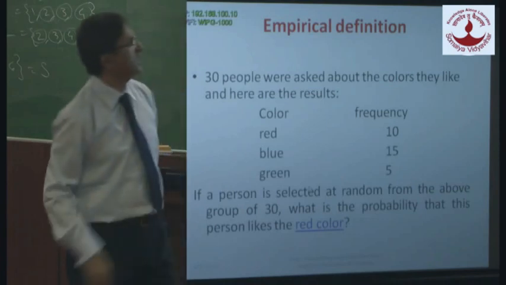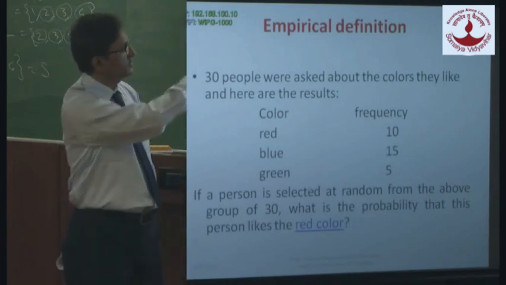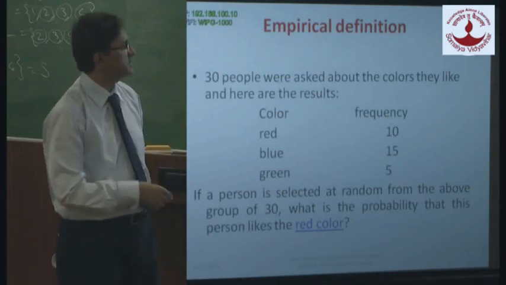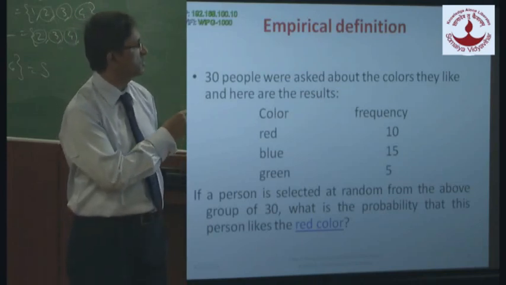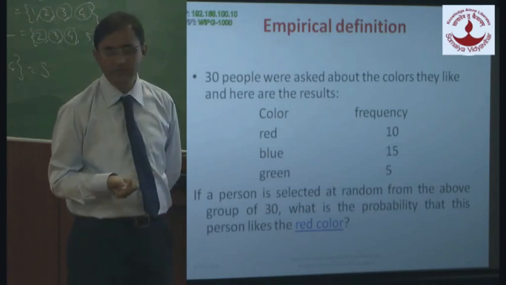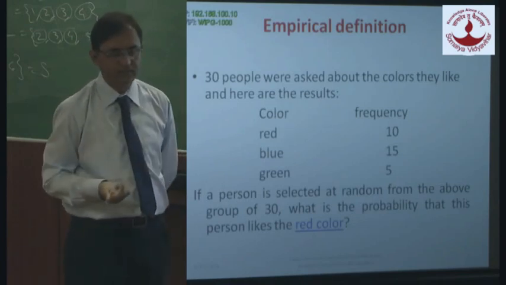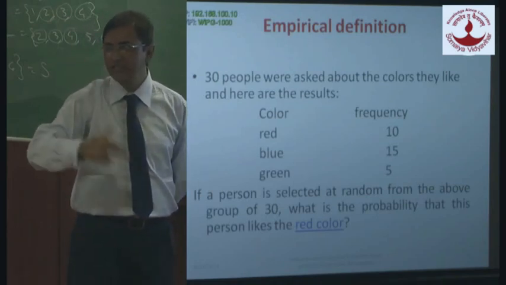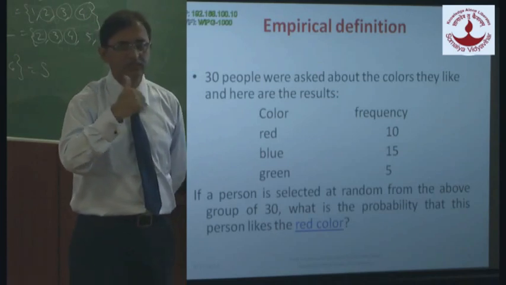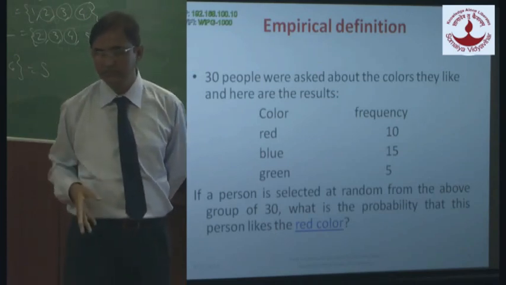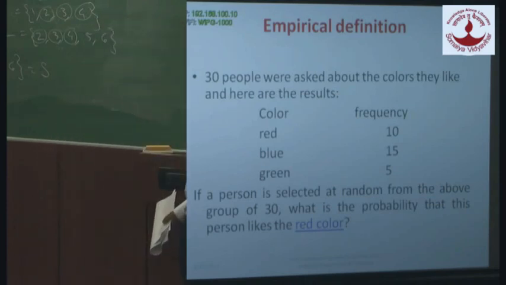So 30 people were asked about the color they like, and this is the result. If a person is selected at random from this group of 30, what is the probability that this person likes the red color? What will that be? 10 by 30. So this is calculated using the frequency, or by conducting the experiment. Therefore, that value is known as the empirical probability or experimental probability, or estimate of that probability. Is that okay?